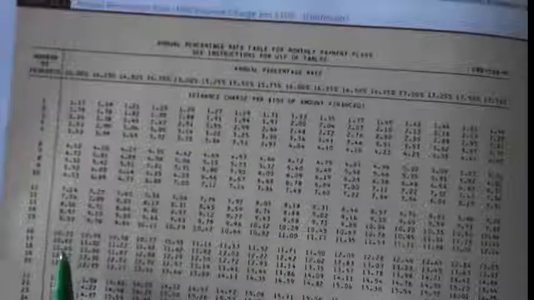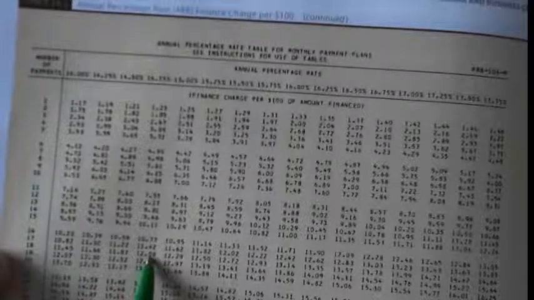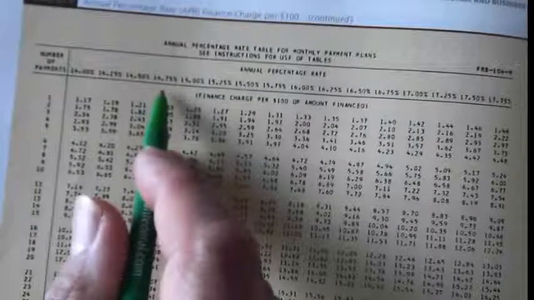So the last one that we had was 18 payments, and we need 12.02. So let's look up here. We had 18 payments, and we're looking for 12.02. Well, there's 12.08, so that's pretty dang close. And we'll go up here to read the table, 14.5. And that's what we would fill in for the APR.